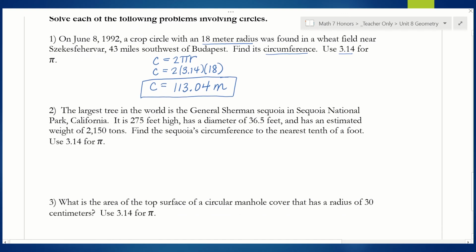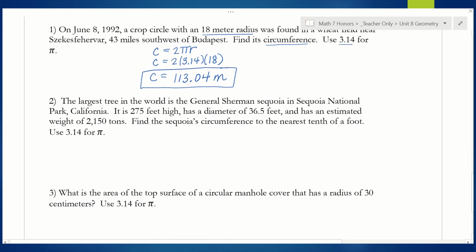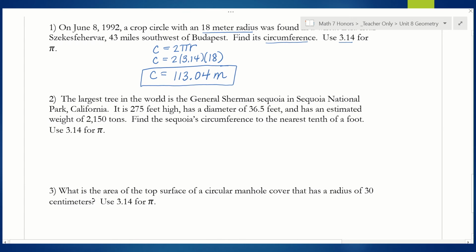Number 2, the largest tree in the world is the General Sherman sequoia in Sequoia National Park, California. It is 275 feet high, has a diameter of 36.5 feet, and has an estimated weight of 2,150 tons. Find the sequoia circumference to the nearest tenth of a foot and use 3.14 for pi. So there's a lot of extra information here, but let's pick out what we need. So we need to know the diameter. We need to know that we're finding the circumference.